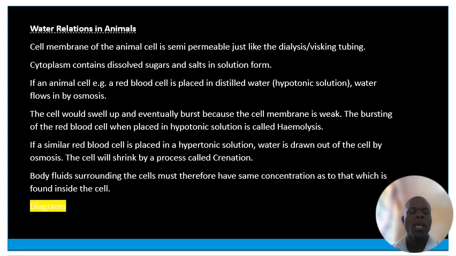The cell will gain water by a process known as osmosis, whereby the cell will swell up and eventually burst because the cell membrane is weak. The bursting of the red blood cell when placed in a hypotonic solution is called hemolysis.